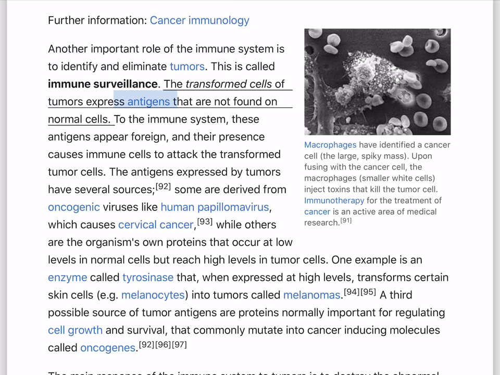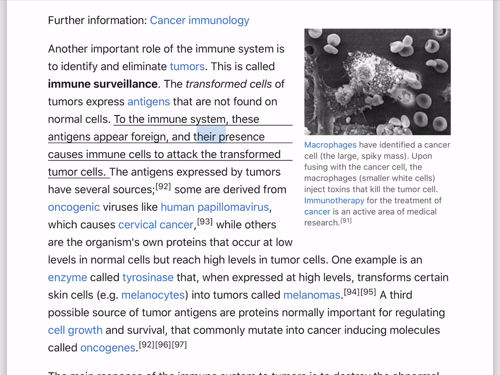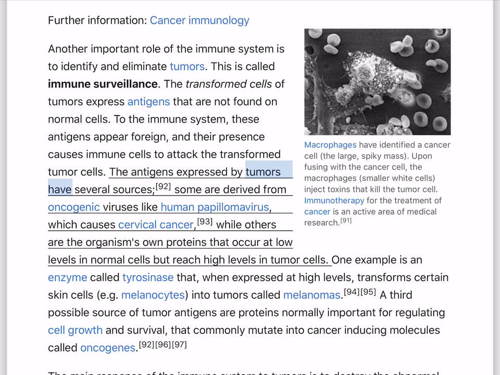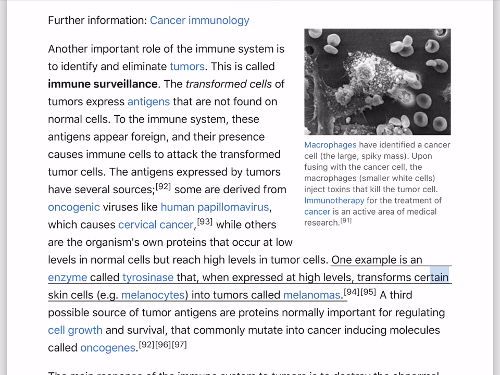The transformed cells of tumors express antigens that are not found on normal cells. To the immune system, these antigens appear foreign, and their presence causes immune cells to attack the transformed tumor cells. The antigens expressed by tumors have several sources. Some are derived from oncogenic viruses like human papillomavirus, which causes cervical cancer. Others are the organism's own proteins that occur at low levels in normal cells but reach high levels in tumor cells. One example is an enzyme called tyrosinase that, when expressed at high levels, transforms certain skin cells, for example melanocytes, into tumors called melanomas.